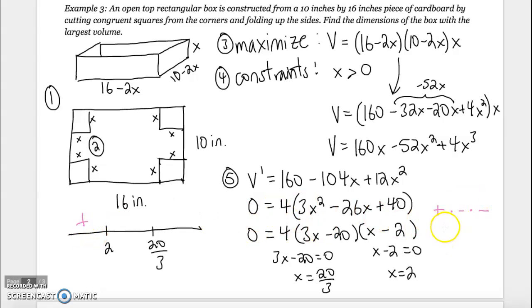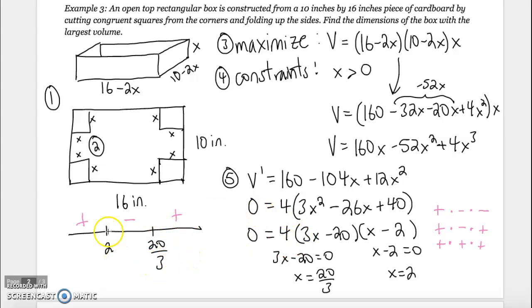And then if I plug in, let's see, 3, I'd have a positive number times a negative number times a positive number. So that'd end up being negative. And then if I plug in 10, I would have a positive number times a positive number times a positive number. So then those would all be positive.